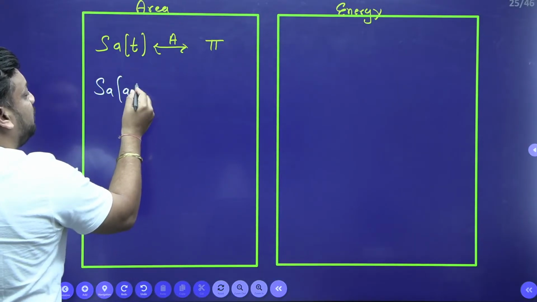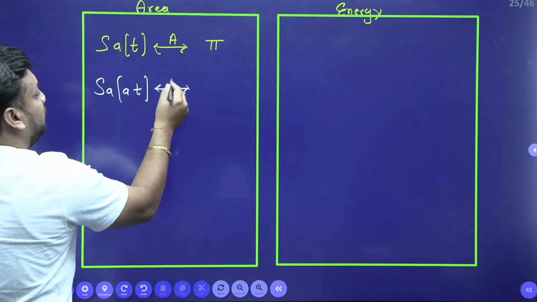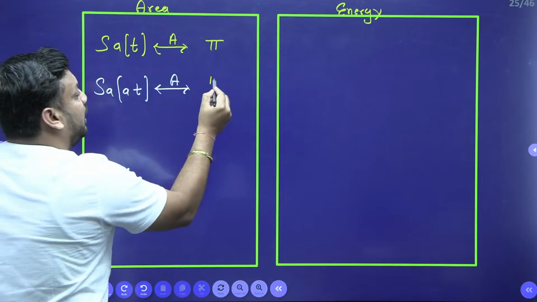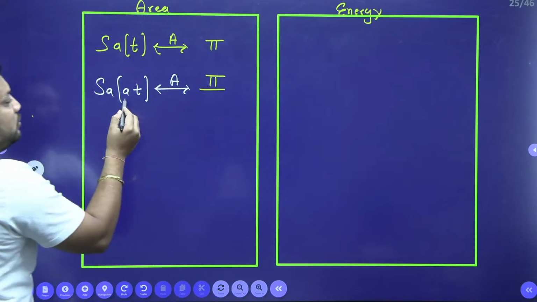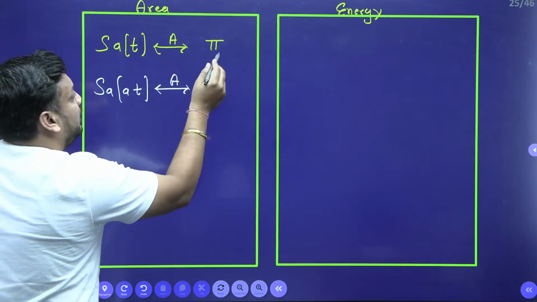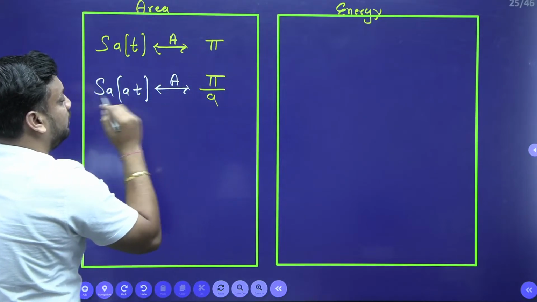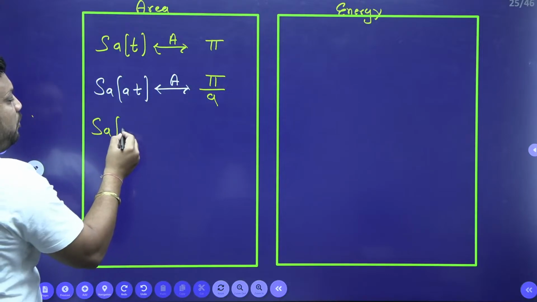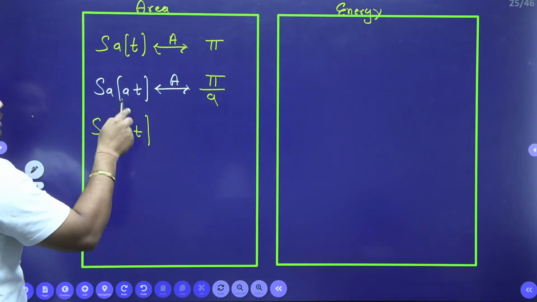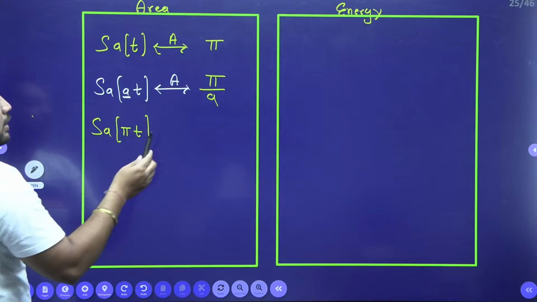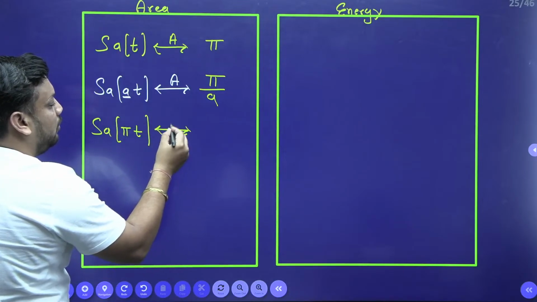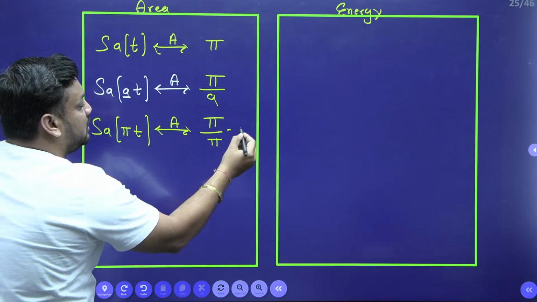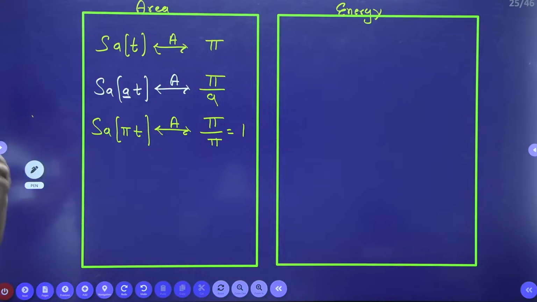So if I write sampling of at, then what is the area? Whatever the scaling factor, we have to divide the area by it. The area is pi, so it will be pi by a. So for sampling of at the area is pi by a. For sampling of pi t, I am replacing a with pi. What is its area now? Its area will become pi upon pi, so the answer will be 1. I hope it is clear, bacha.